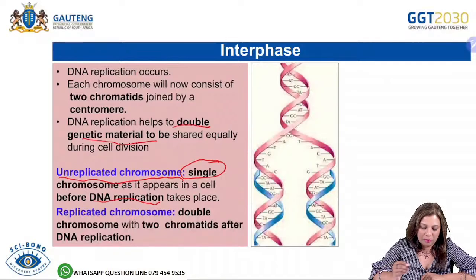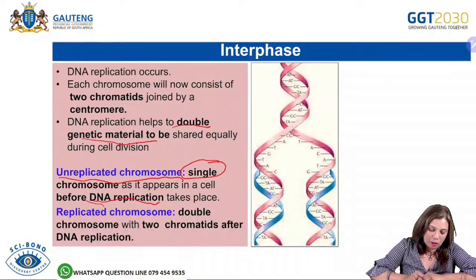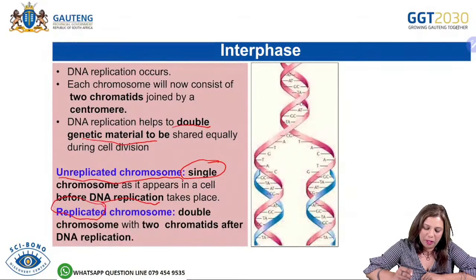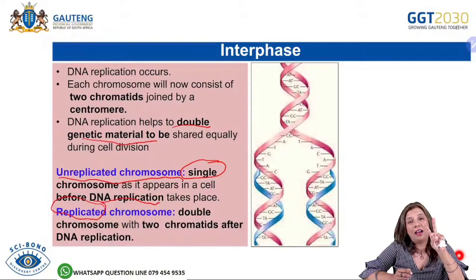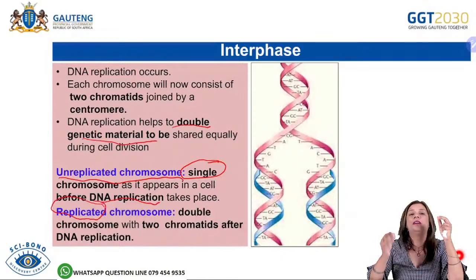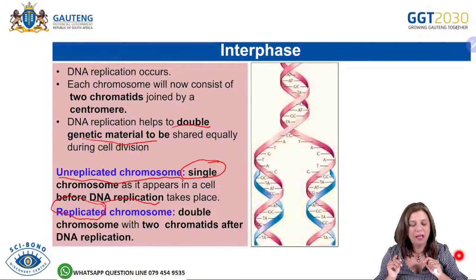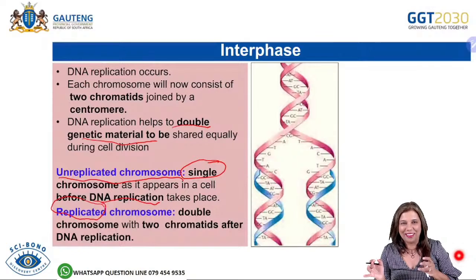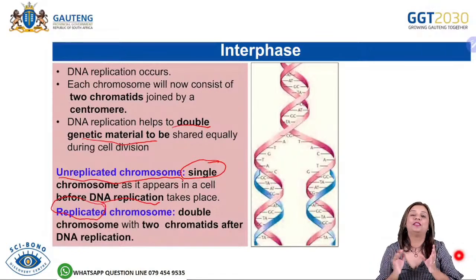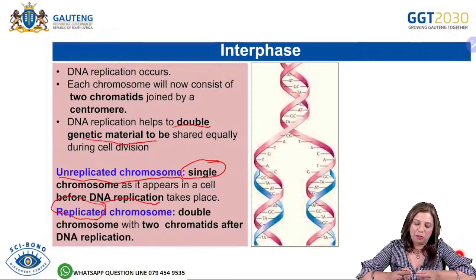And then the replicated chromosome. The replicated chromosome is a double chromosome with two chromatids after DNA replication. So already in your mind, you can envision just from the definition, when something is replicated, it is copied, isn't it? When something is replicated, it is copied. So if we have one copy and if it replicates itself, we are having an identical copy. So let us look at what that looks like in a diagram.